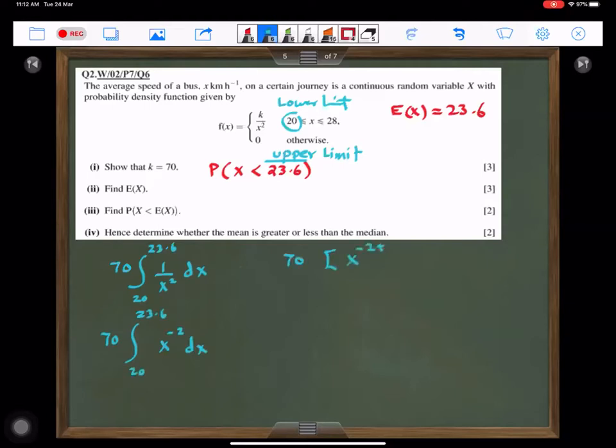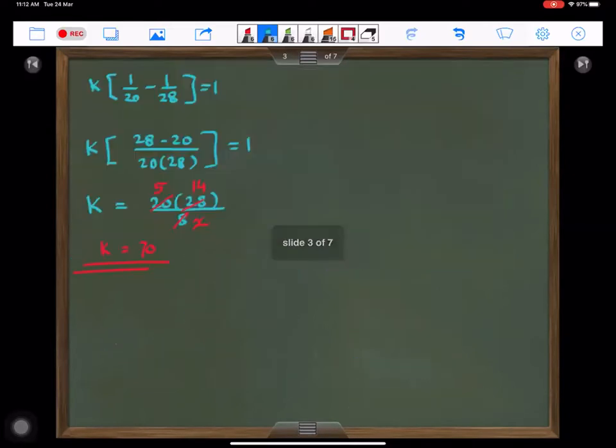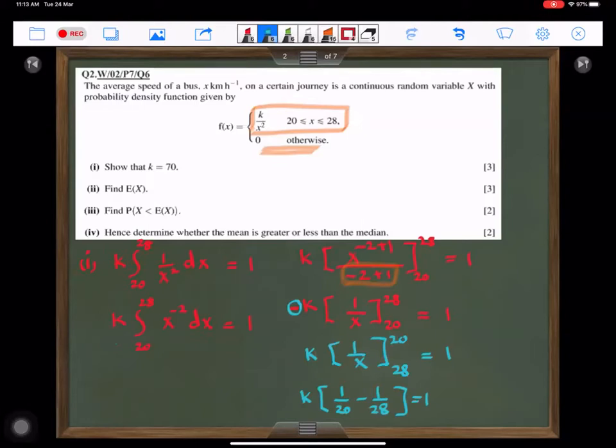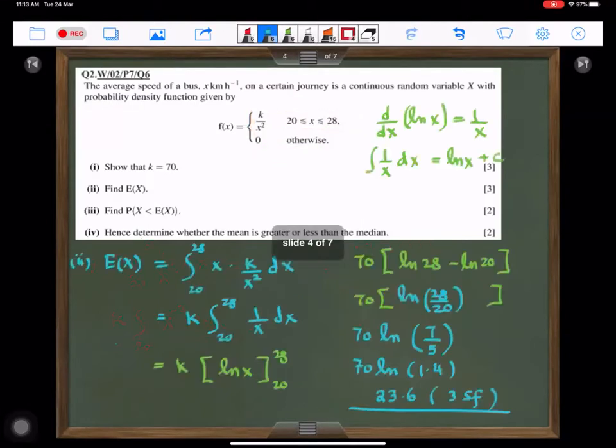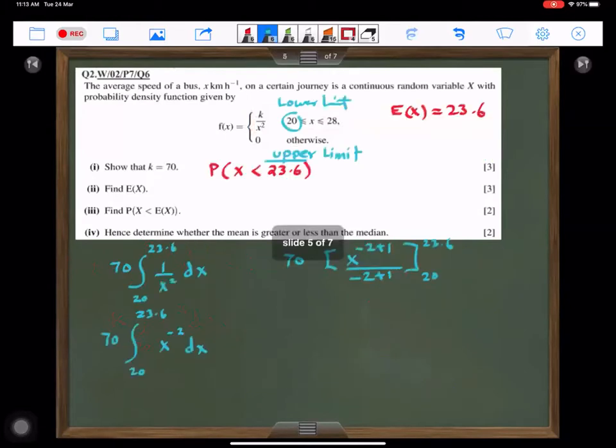X minus 2 plus 1, minus 2 plus 1, between 20 and 23.6. If someone wants to use the previous working from the first part, they are most welcome to do so. We know that this is k minus 1 over x between the limits. So I could have reached that point and then carried on, but I feel comfortable in showing all the steps, and it hardly took maybe like 20 seconds.